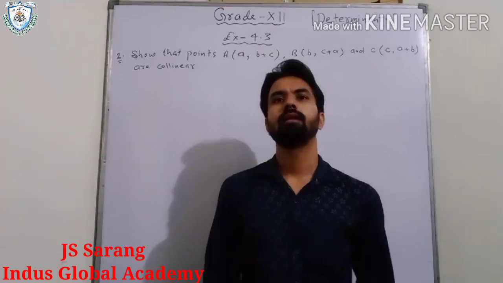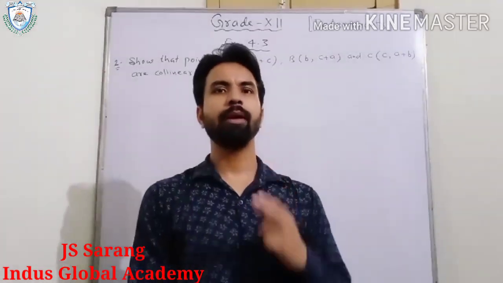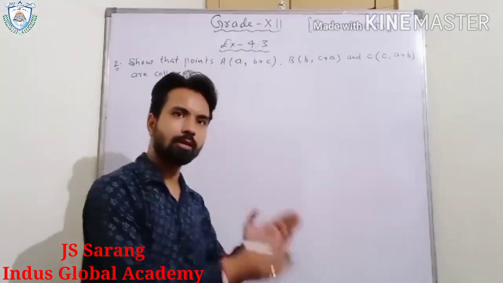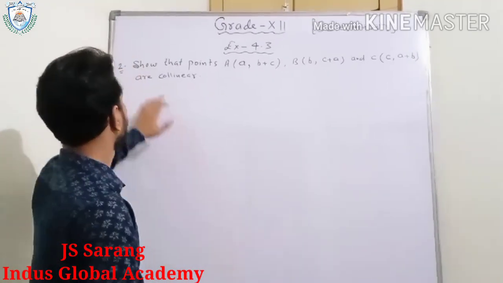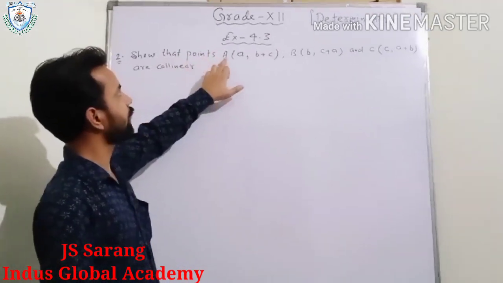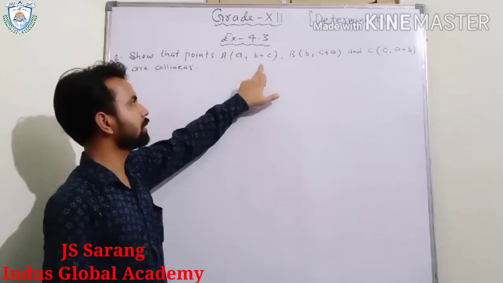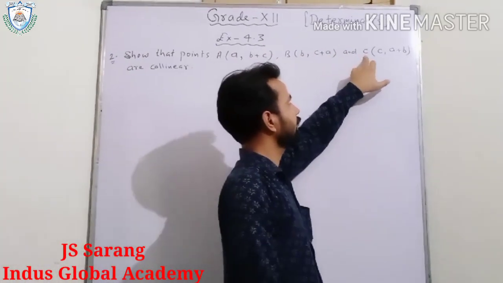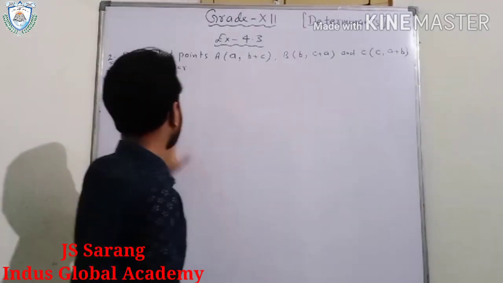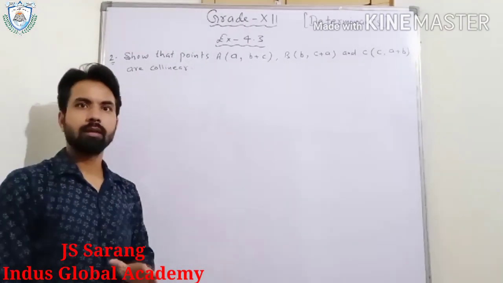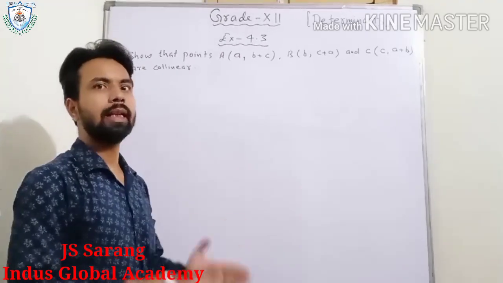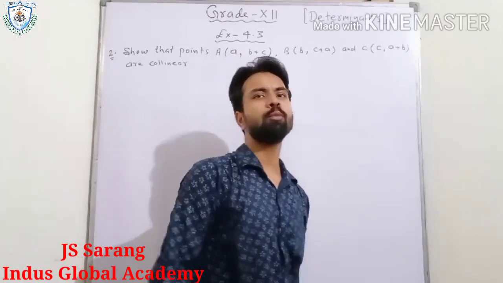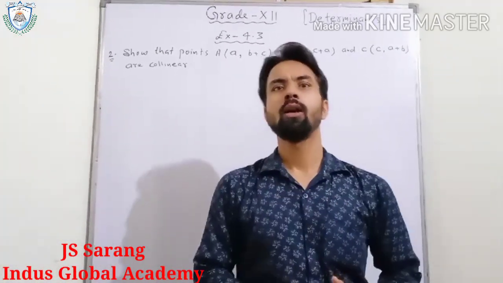Okay students, now I am explaining question number 2 of this exercise. This is also an important question. Show that the points A, B plus C, point B, C plus A, and point C, A plus B are collinear. Understood? So here 3 points are given and we have to prove these 3 points are collinear.